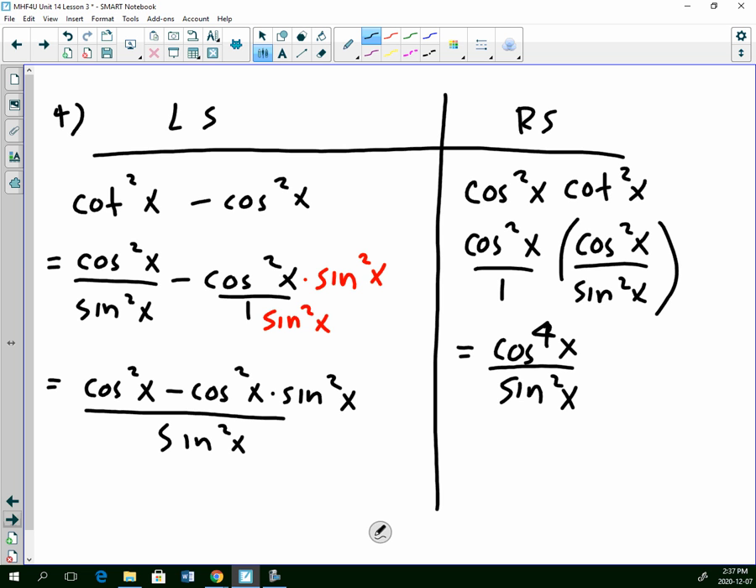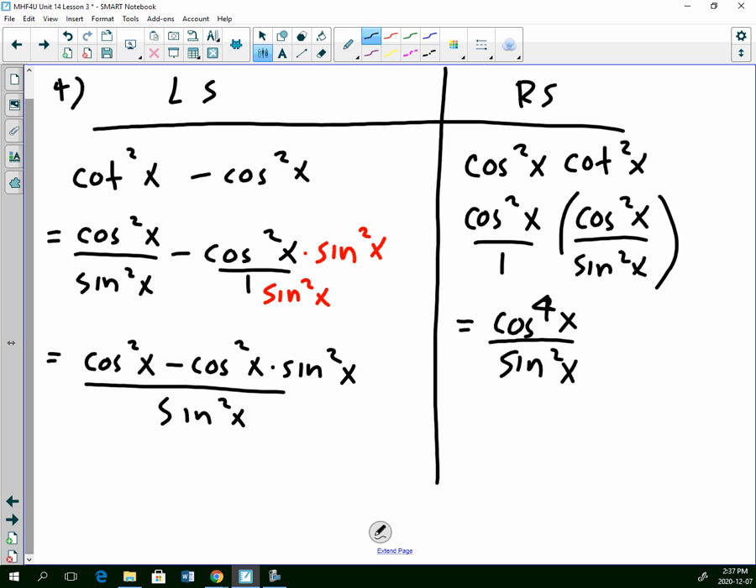And then I compare. Okay, so when I look at the right side, I see that the denominator is the same. Both of them have a denominator of sine squared. When I look at the numerator, the right side only has cosine in the numerator, the left side has a sine there. So I don't want that sine. So there's one of two ways to do this. I'm going to show you both ways.